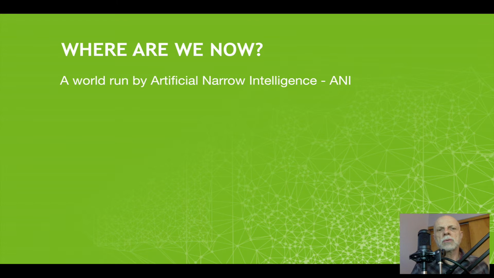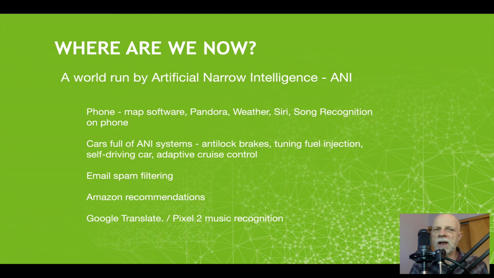So where we are now is a world run by artificial narrow intelligence, or ANI. Pretty much every moment of our life is impacted by ANI. Any interaction with our phone typically involves AI. There's map software, Pandora recommendations, weather, Siri speech recognition, song recognition on the phone. Cars are full of ANI systems. We have anti-lock brakes, tuning for fuel injection, self-driving cars, adaptive cruise control, automatic lane change detection, blind spot detection, tons of things in cars. Email spam filtering sounds boring, but it's really a fairly useful thing. Amazon recommendations, all those things we see Amazon suggesting to us. Google Translate and Pixel 2, music recommendation. And the list goes on.